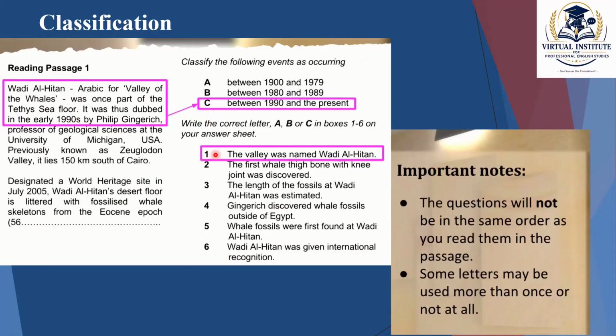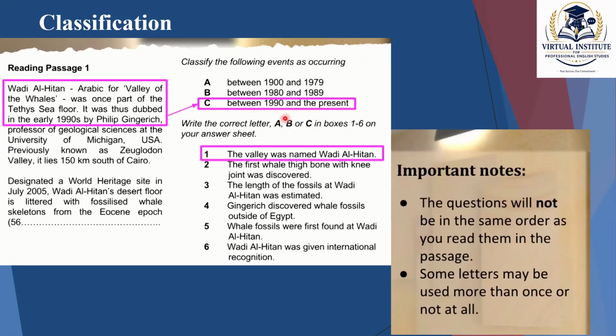So for option 1, we have the correct option. The correct answer is which one? C. C is the correct option. Why? Because we can see Wadi al-Hitan, right? That is the name. We have scanned it and we have found it here, right? And we have seen that it happened in the 1990s. Is it clear? So between the 1990s and the present, the 1990s is the correct option. Is it clear?